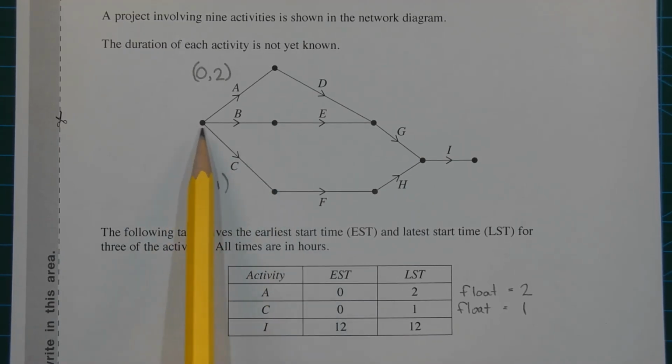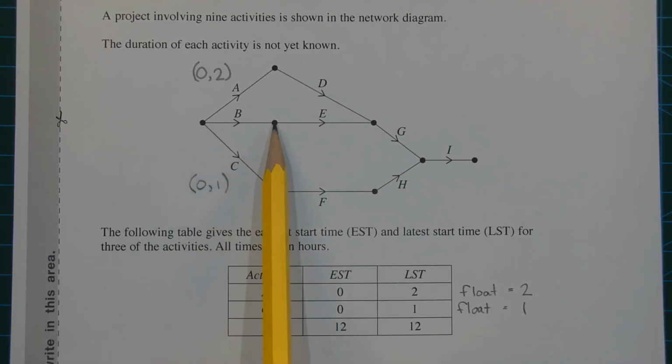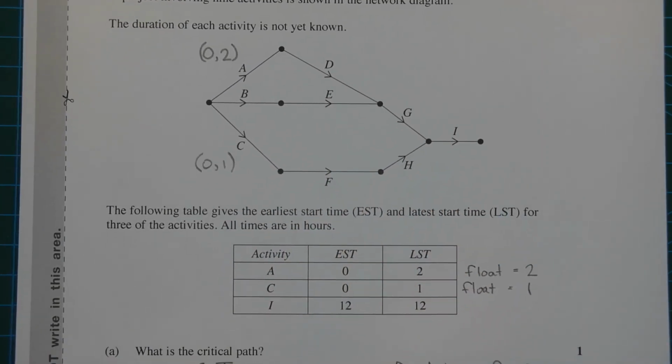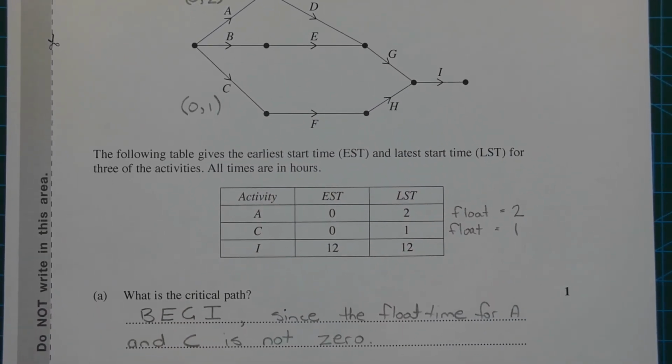Therefore, activity B must be on the critical path. So the critical path must be B, E, G, and I. And I've noted that here in the solution for part A.